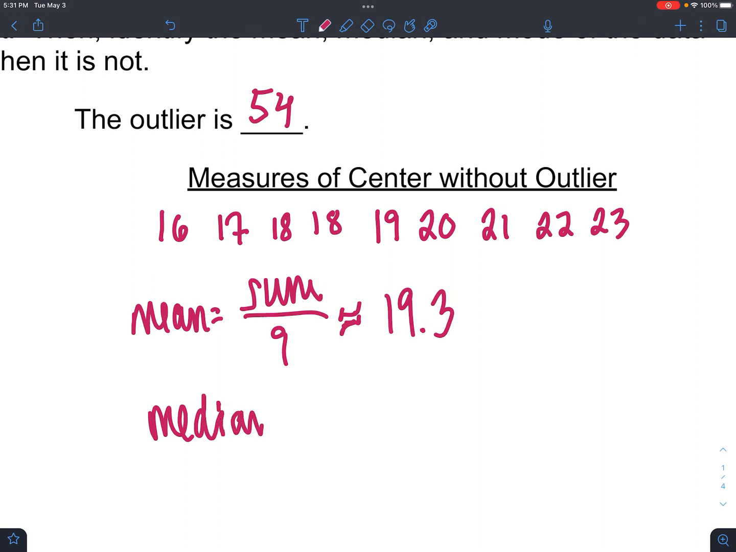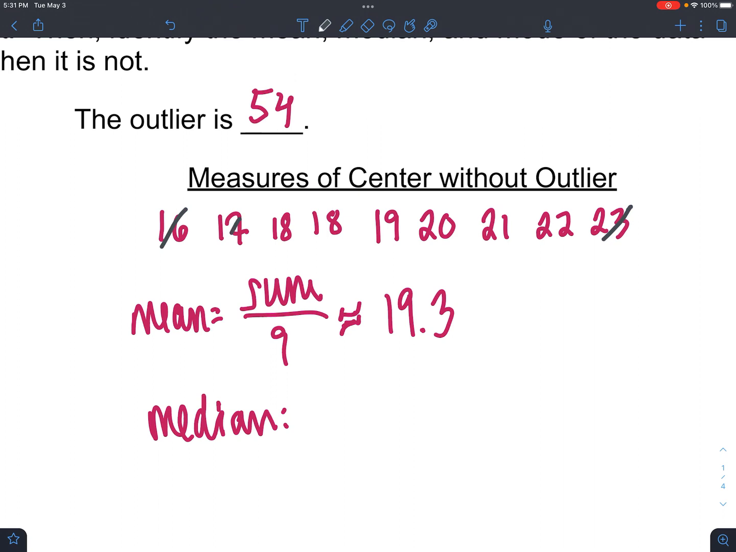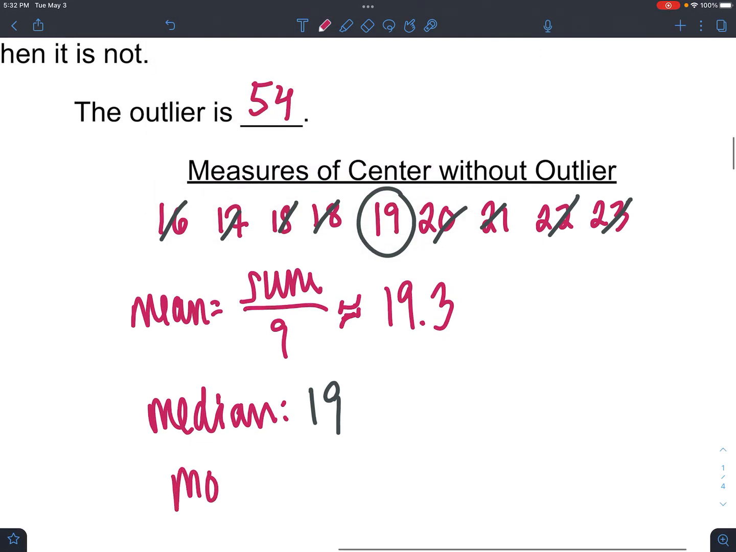Median, again, 9 numbers. That's actually a little bit better. 1, 2, 1, 2, 1, 2, 1, 2. We do have a median. That's actually a point in our data set this time. Okay. Mode is actually unchanged. Okay.